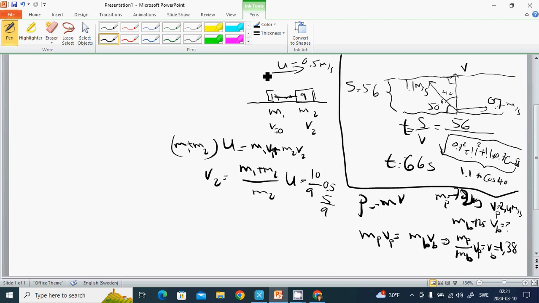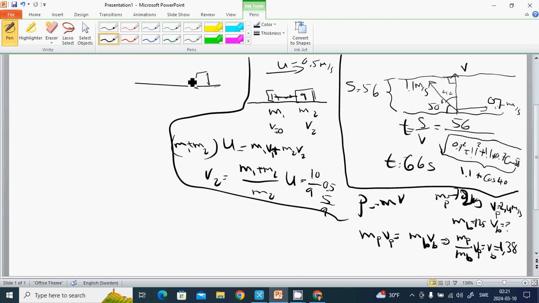Another example, it was a very good example, I suppose. And another example is here we have a little and a bigger body. It is with V2 4 meters per second and V1 2 meters per second, and it is 100.1, and this one is 0.04 kilograms.